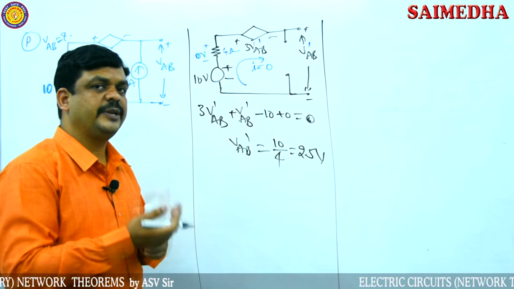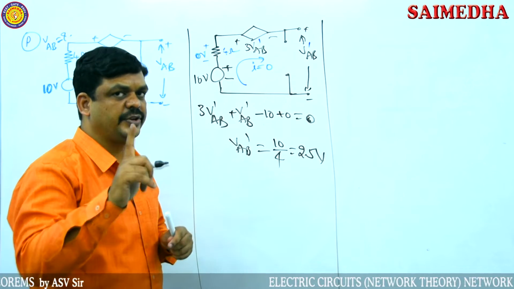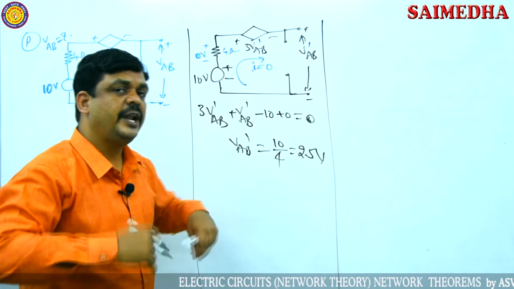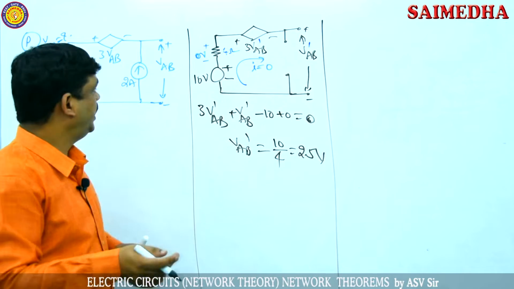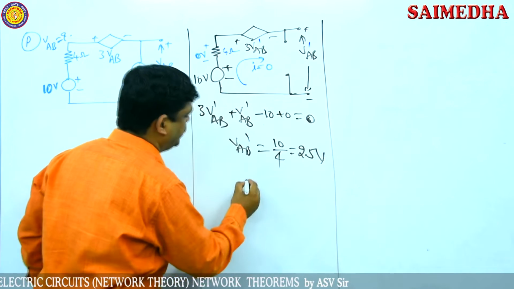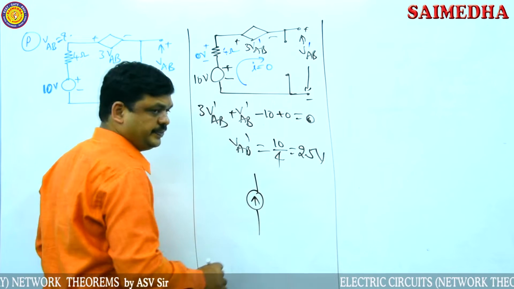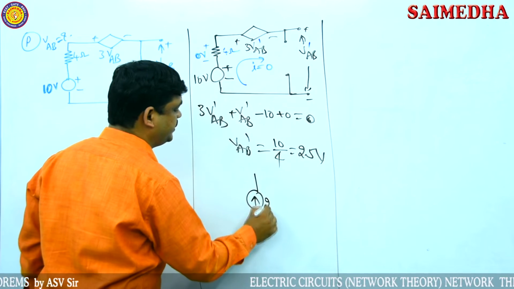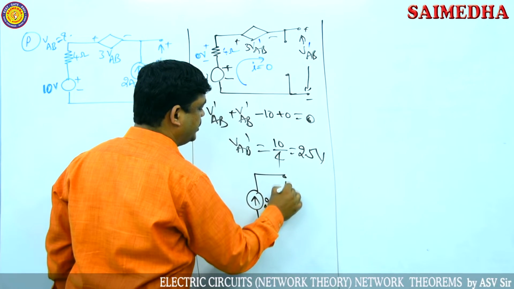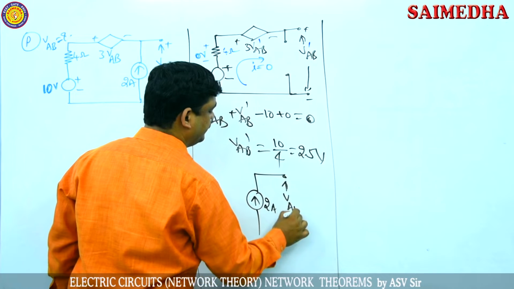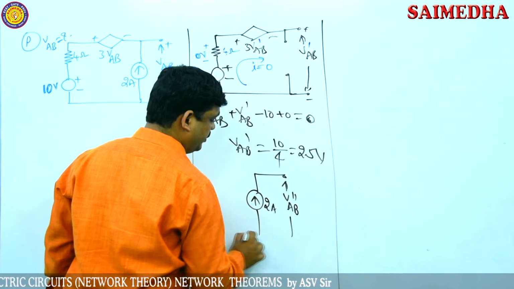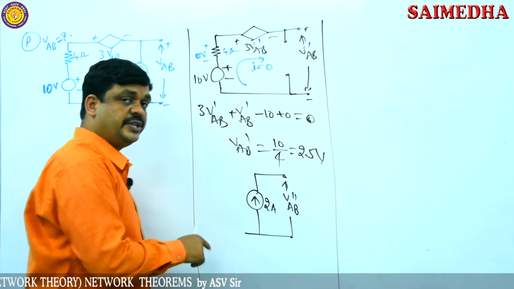The superposition theorem explains that at a time we have to apply only one source. So one source is applied. Similarly we have to discuss with the other source, the current source. So now I am taking the second condition, the current source is applied. The current source value is 2 amperes. And the voltage across these two points I am assuming as VAB double dash, because this response is due to the second source.